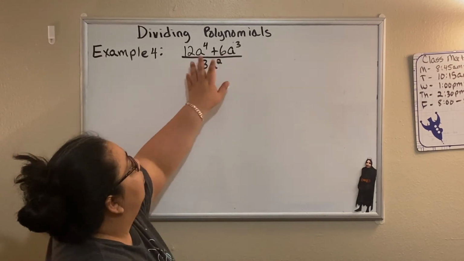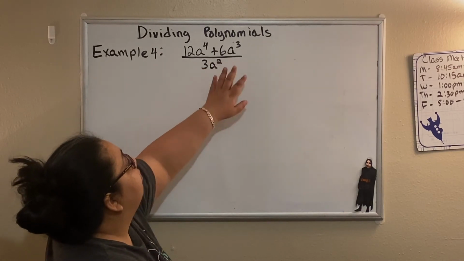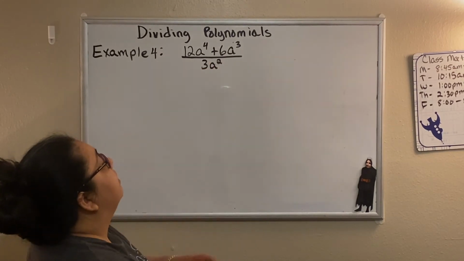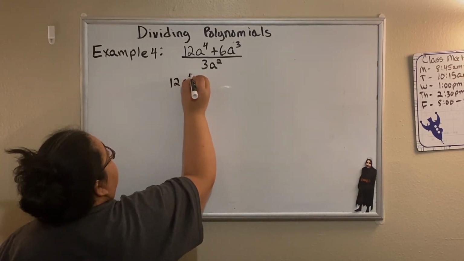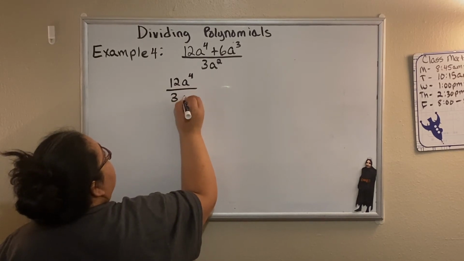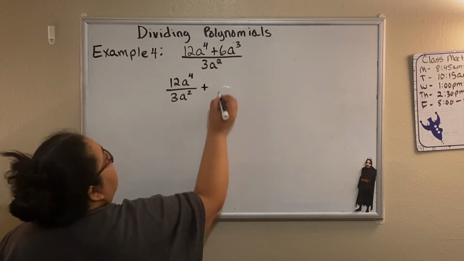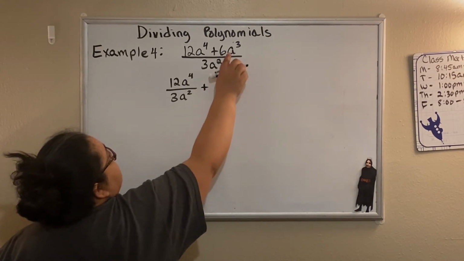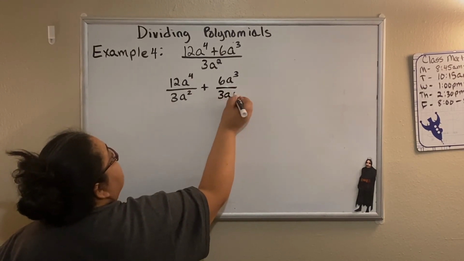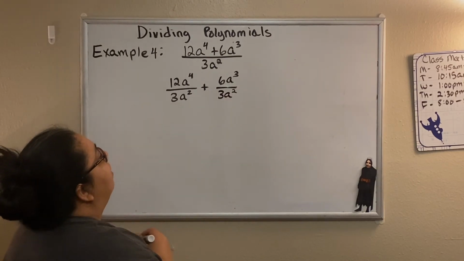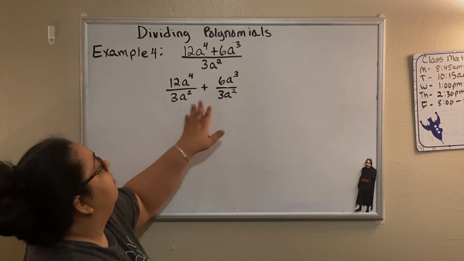So when I have more than one term and I'm dividing by a monomial, I want to rewrite this as 2 separate fractions. So one thing I can do is I can say 12a to the 4th divided by 3a to the 2nd, which is our denominator, plus 6a to the 3rd, which is the next term in our numerator, but I'm also going to put 3a to the 2nd as the denominator. So I can rewrite these two terms with the same denominator.